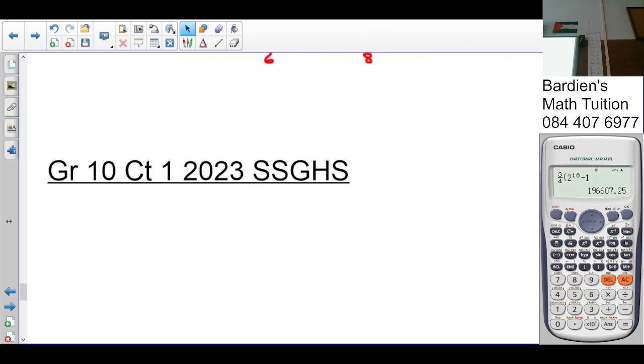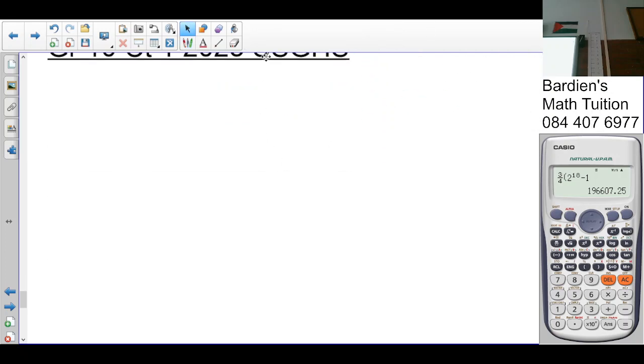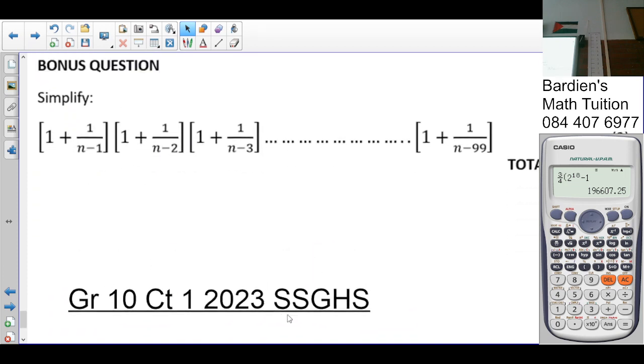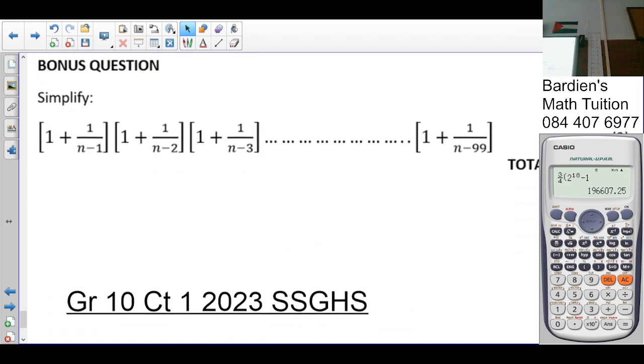And then the last question, the bonus question, needs to be asked to simplify. So what you need to do here is we're going to make this one term, one fraction, so I can drop the brackets. The LCM here is n minus 1. So that's naturally over 1. So what's your LCM here? n minus 1. So 1 must be multiplied by n minus 1.